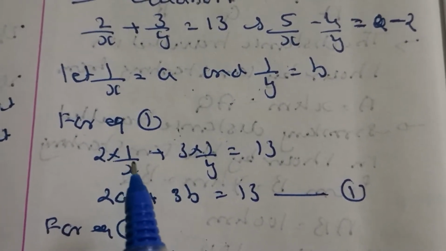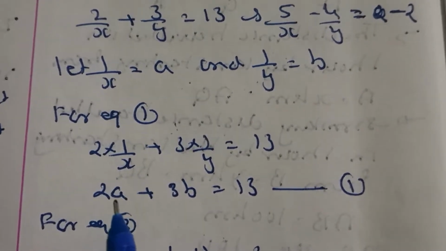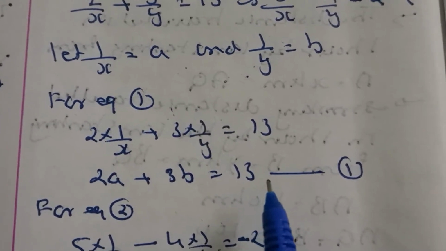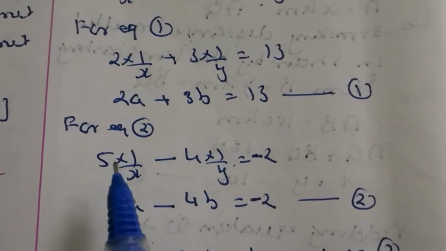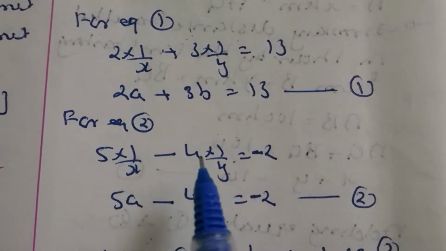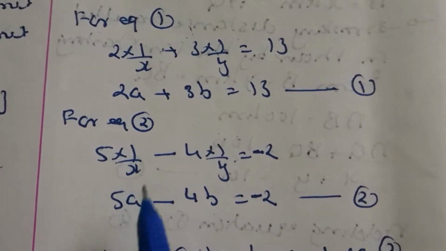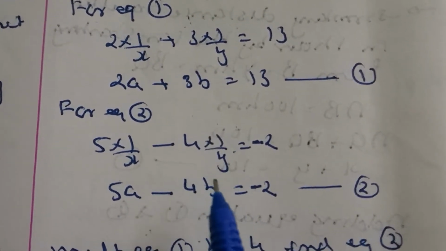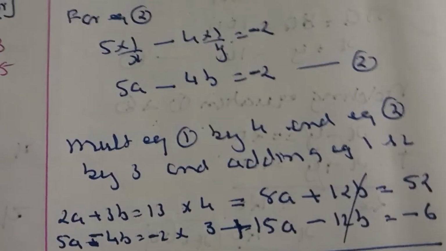To explain, I am taking 1 upon x is equal to a. So my equation now becomes 2a plus 3b is equal to 13. Same way for equation 2, 5 into 1 upon x minus 4 into 1 upon y is equal to minus 2. 1 upon x is taken as a, so it becomes 5a, and 1 upon y is taken as b, so it becomes 4b, is equal to minus 2.